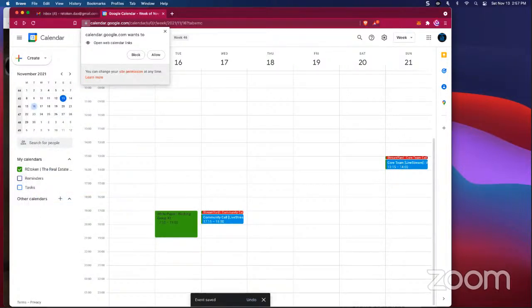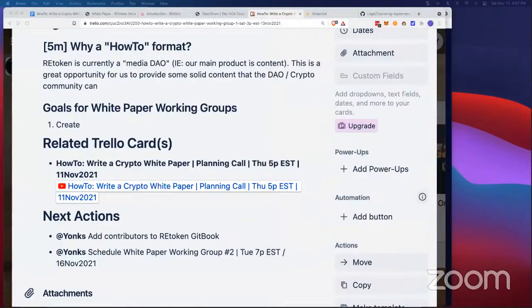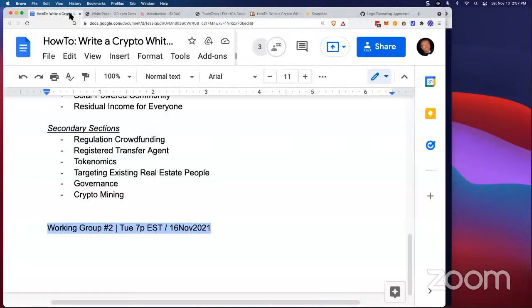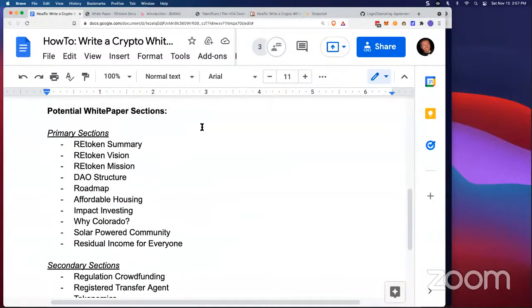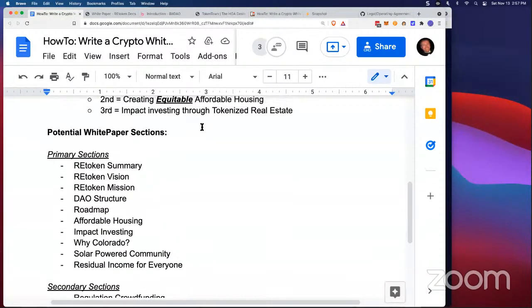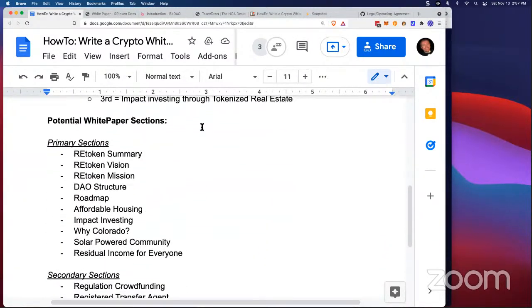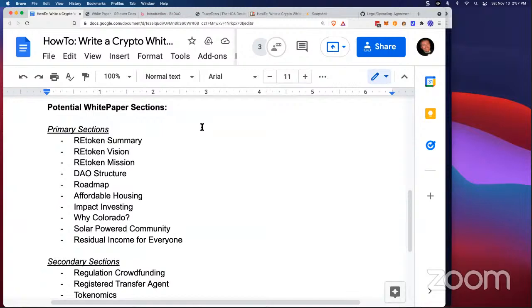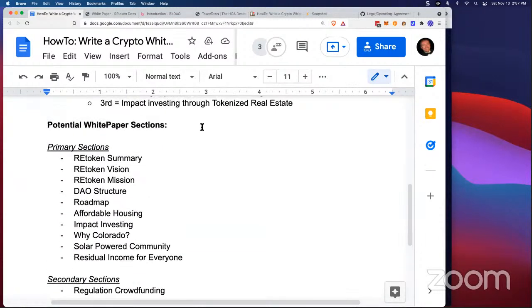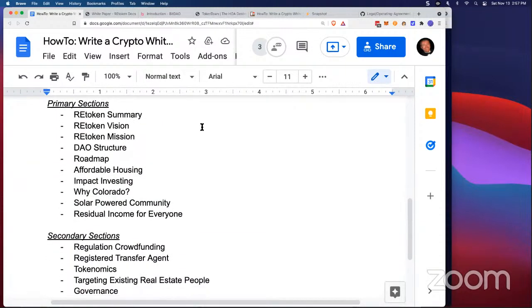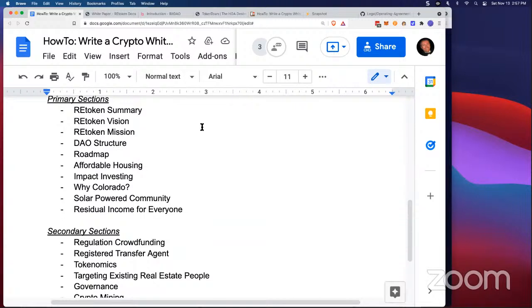Awesome. And yeah, feel free, everybody, to continue contributing to the Google Docs that we created here, how to write a crypto white paper. We can work on making that clean and prettier throughout the process, but feel free to throw in your thoughts, and I'll probably add some additional framework for our next agenda. But I feel that this has been very productive today. How does everybody else feel about today's working group?